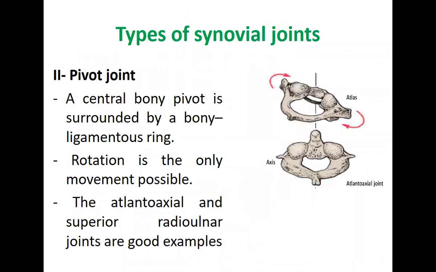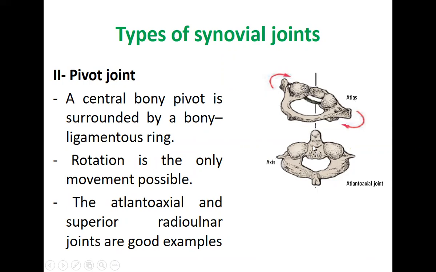The second type of joint is called the pivot joint. This is seen in the neck. A central bony pivot is surrounded by a bony ligamentous ring. If you see here, this is the first cervical vertebra. Cervical vertebrae are those which are present in the neck. This first cervical vertebra is called the atlas, and the second cervical vertebra is called the axis. It is called the axis because there is a long structure here called the dens.